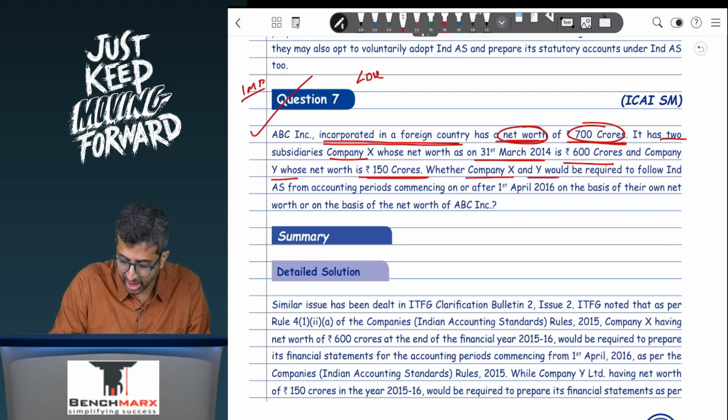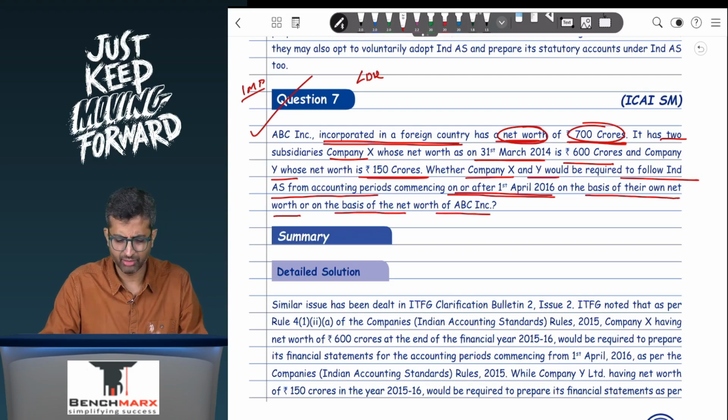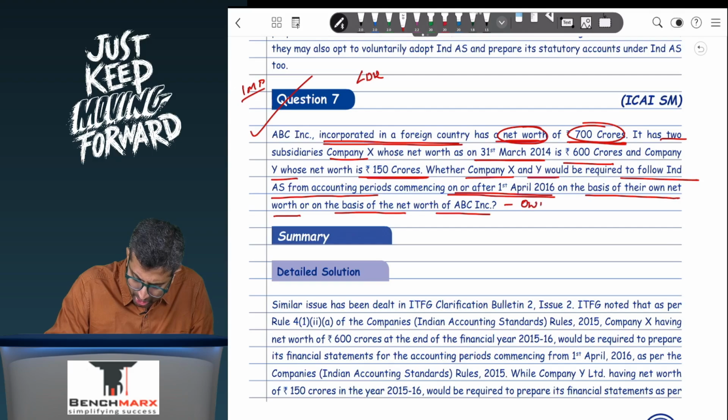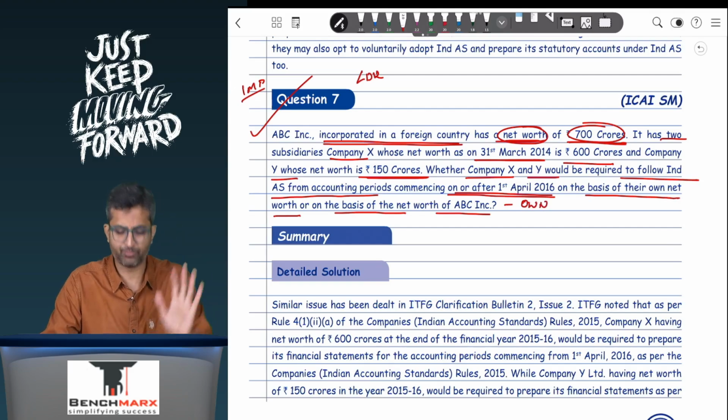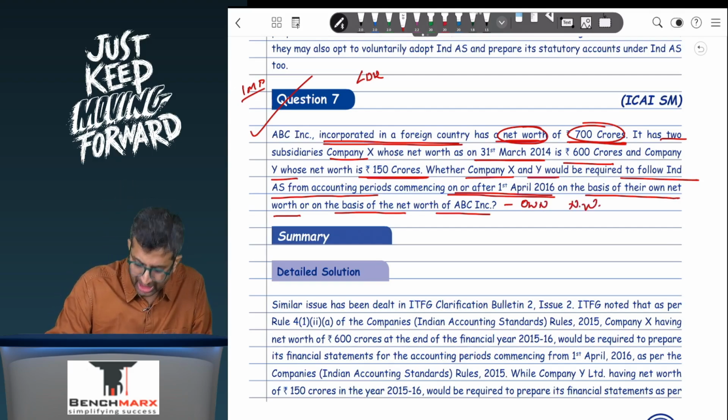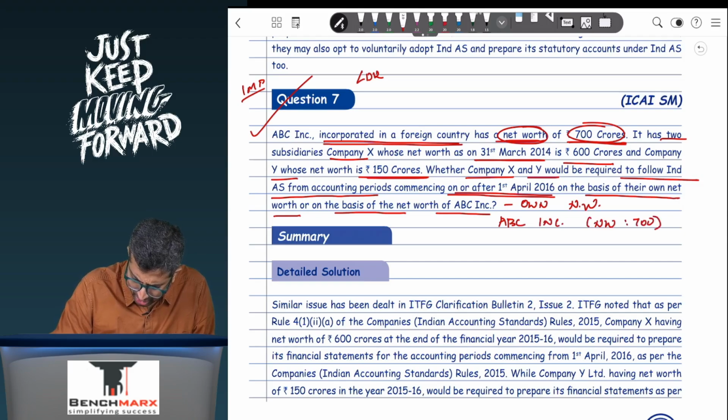Company X and Y would be required to follow Ind AS from accounting periods commencing on 1st April 16 on the basis of their own net worth or on the basis of net worth of ABC Inc. We will say based on own net worth. If they have to follow Ind AS, it will be based on own net worth. ABC Inc. net worth is not relevant. So when I look at ABC Inc., let's say it's a foreign company, let its net worth be 700 crores. It does not really matter.